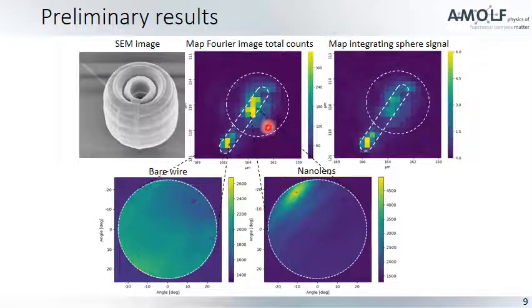And if we look at the actual Fourier images corresponding to this map, we see that underneath the lens, from the center of the lens, there is a very narrow beaming of light into one specific direction, this bright spot here, while the bare wire shows a very uniform emission pattern of light being emitted in all directions.